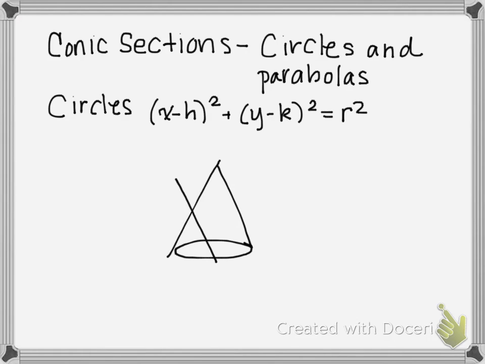call conic sections. So to get a circle, for instance, if I sliced the cone this way, and then I looked at the edge that was created with that slice, I would have a circle. So that's why they're called conic sections. And you've seen these before, possibly.